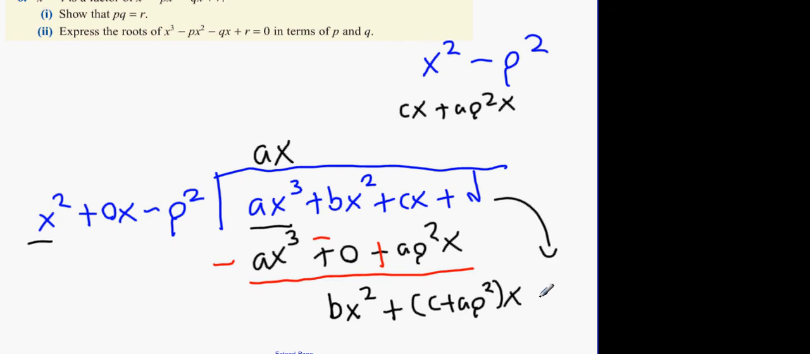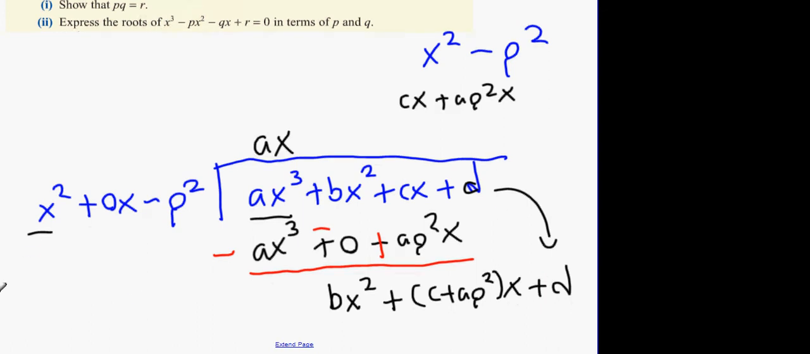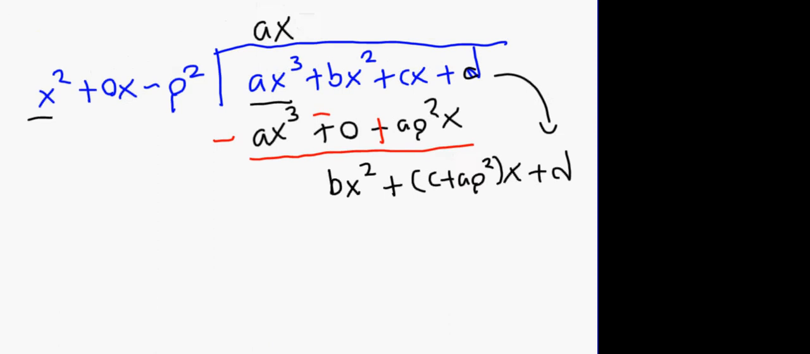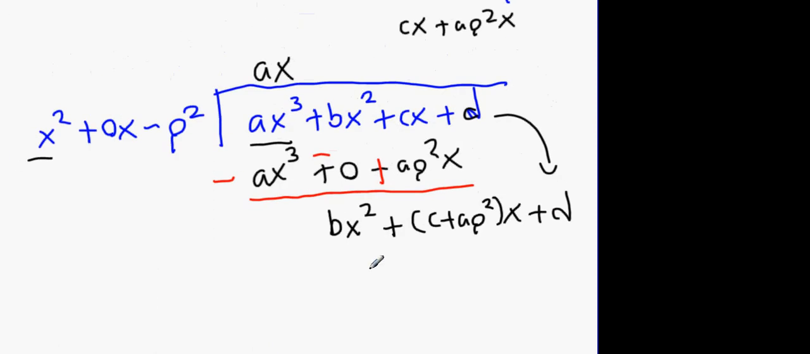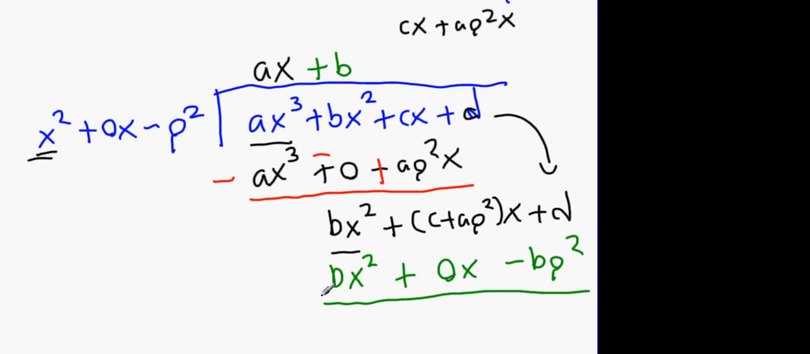Going to bring down the d. Now guys, what we're going to get next is we have to divide x squared into bx squared, and what we get is plus b, and then we multiply it out again. We're going to get bx squared plus 0x, nothing useful there, 0x, minus bp squared. Once again, we haven't done any of the minuses yet, so come across, different colour, minus, minus, plus.